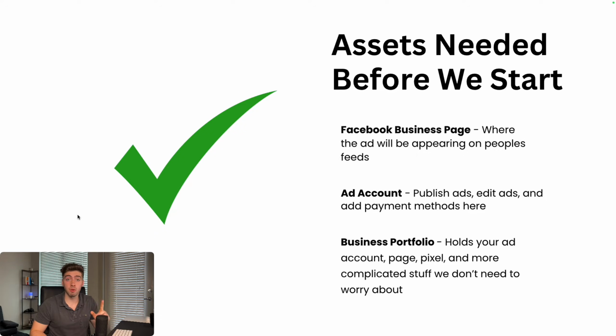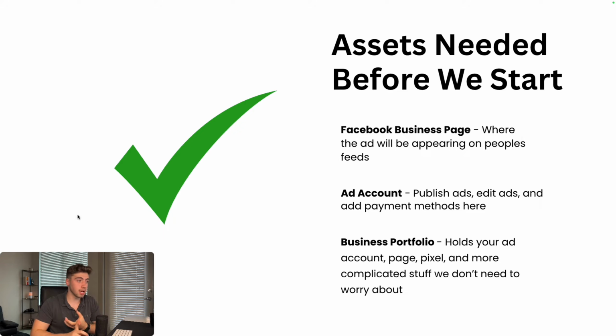Okay, so first we have our business page. So this is where the ad will be appearing on people's feeds when they're scrolling. It will be under your business page. Second, we have the ad account. Now the ad account, we're able to publish ads on here, edit the ads, and add the payment methods. And then the business portfolio, that really holds it all.